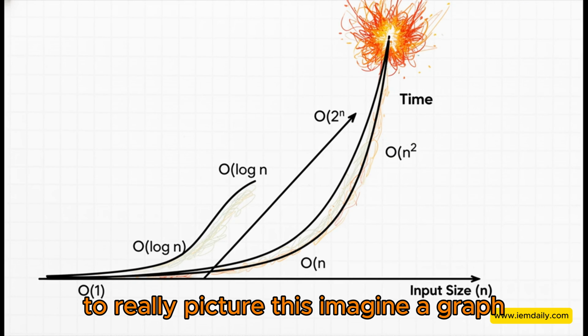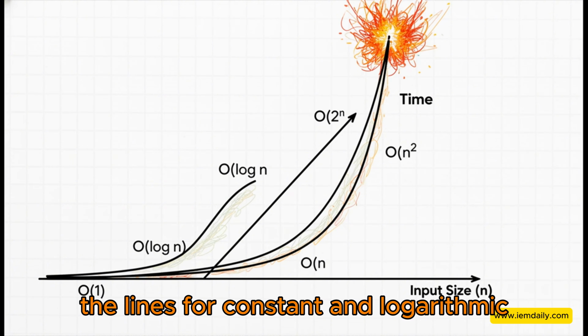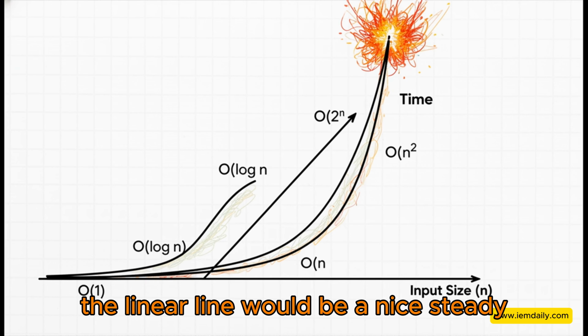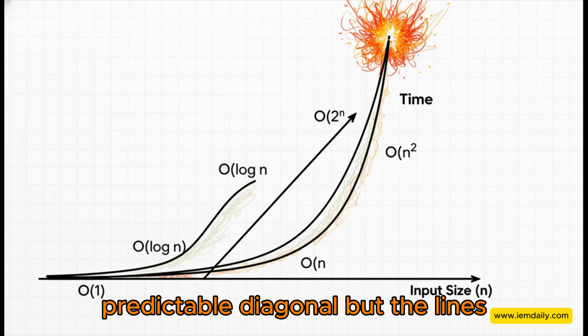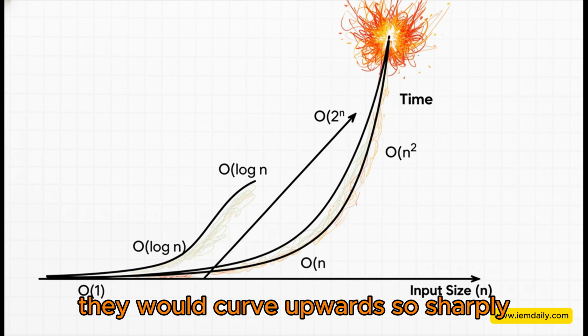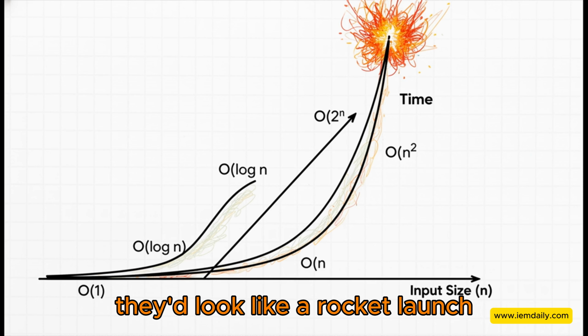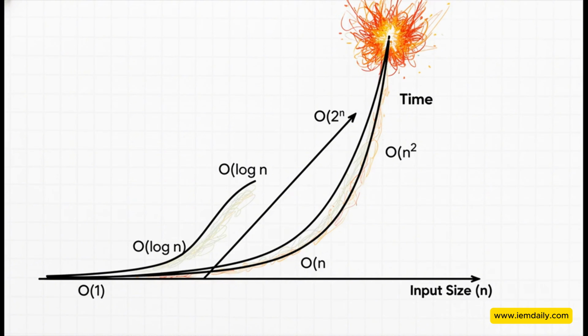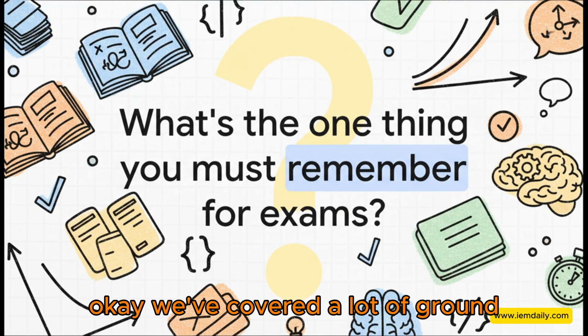You know, to really picture this, imagine a graph. The lines for constant and logarithmic would look almost perfectly flat, just barely rising. The linear line would be a nice, steady, predictable diagonal. But the lines for the polynomial and exponential classes, whoosh! They would curve upwards so sharply they'd look like a rocket launch, going practically vertical right off the top of the chart.